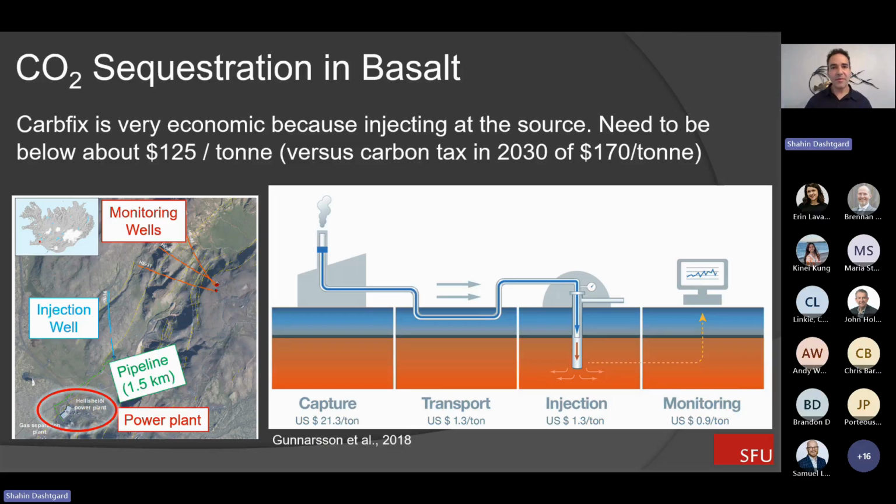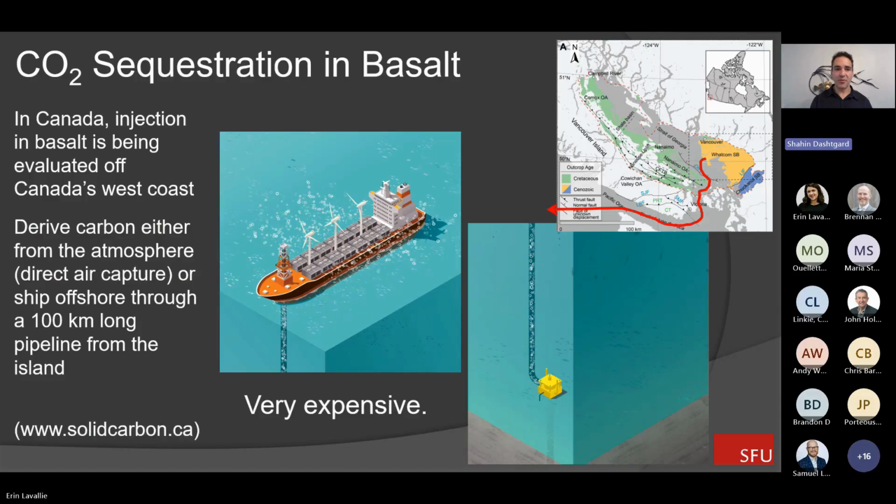In the case of the Carbfix example, the benefit is that the injection well is very close to the power plant. So the costs for capture, transport, and injection are relatively low. They can do it for about $30 a ton. That's incredible, really. We don't really have those options here in Canada because we need much longer transport distances, and monitoring would be much more of an issue.